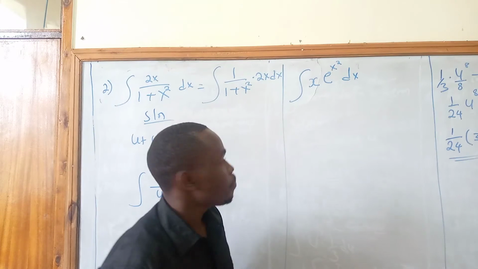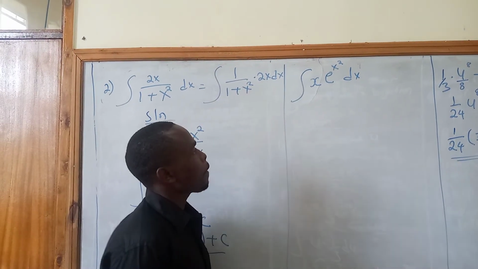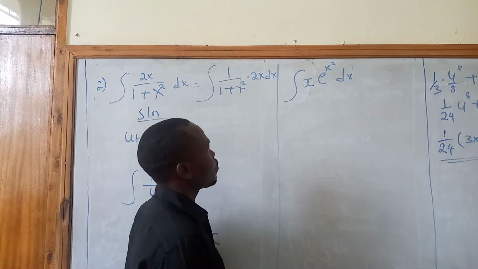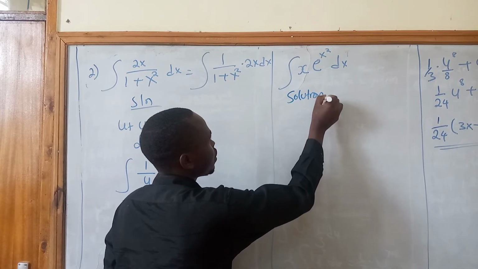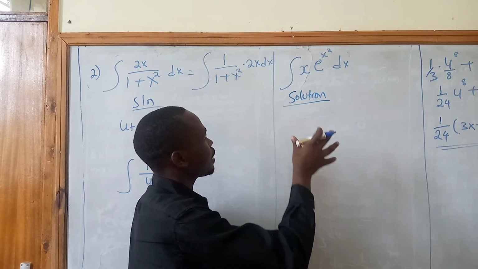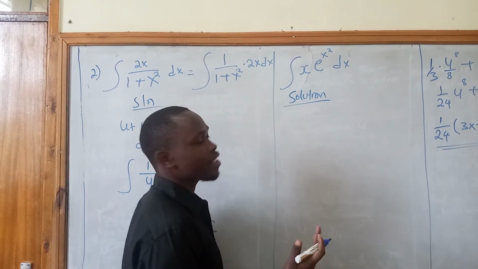The last example is that we have been given the integral of x times the exponential of x squared dx. You have been taught to use the integration technique which is substitution. This is also very simple. If you try more examples that look alike, you'll get this concept.